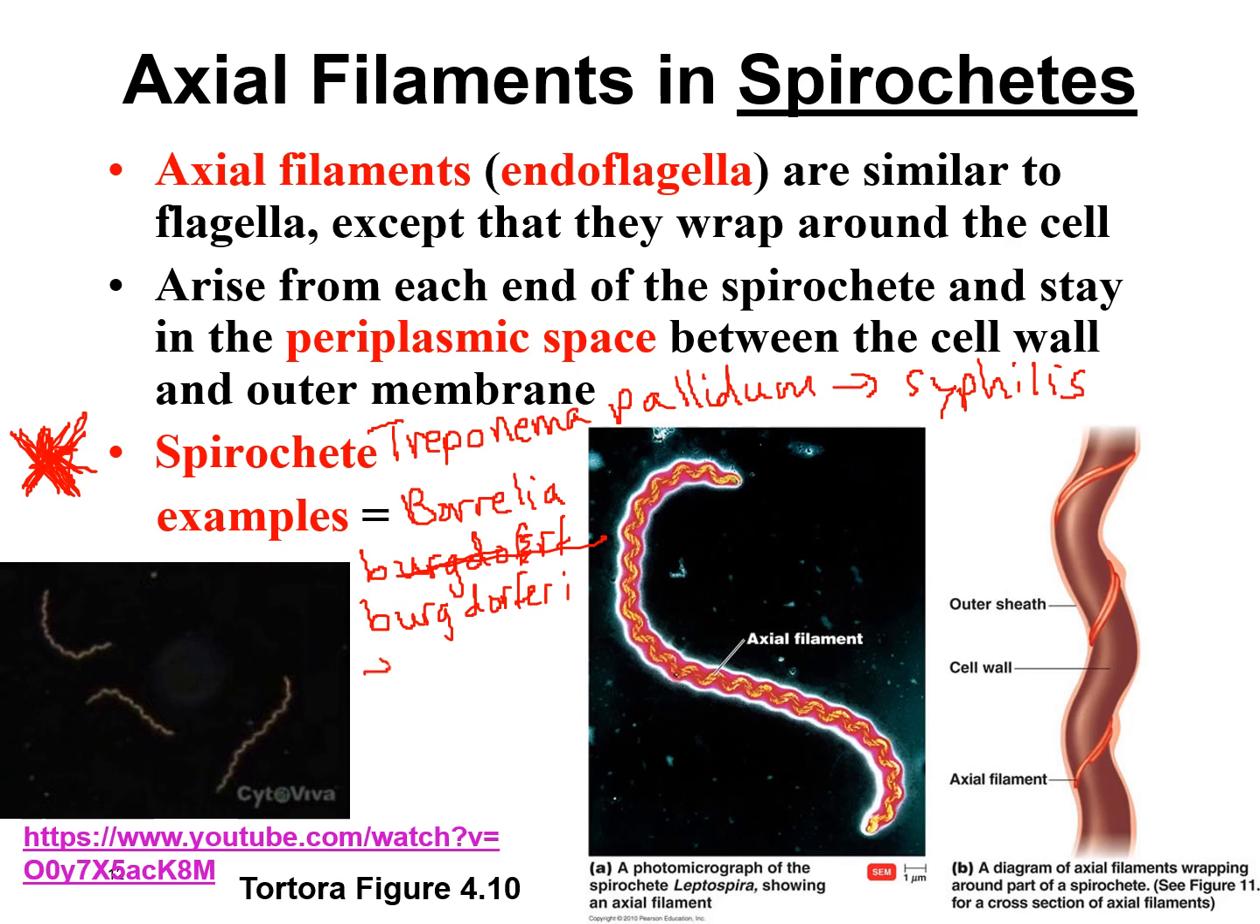And that one causes Lyme disease. And that one's spread by tick bites. And then the last medically important spirochete that I want you to know is called Leptospira. There are a number of different species of Leptospira bacteria, so we're not going to put a specific species. But the Leptospira bacteria cause a disease called leptospirosis.